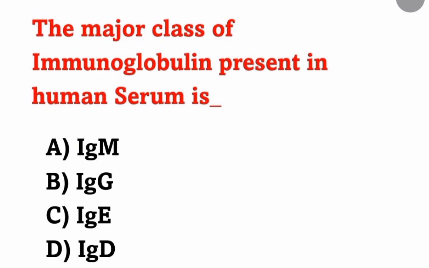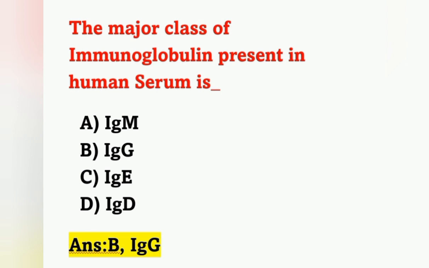First question, the major class of immunoglobulin present in human serum is? Options, option A IgM, option B IgG, option C IgE and option D IgD. The immunoglobulin present in human serum is IgG. Option B is the correct answer.